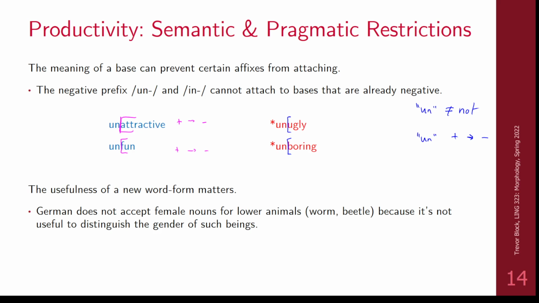Okay. Here's an interesting pragmatic thing about German. I thought this was an interesting one. German doesn't have female nouns for animals like worms and beetles. These are really low animals because there's no point in distinguishing the gender of those animals. So in other words, they're so insignificant, they don't deserve a male and female form. It's just a form for that animal. So pragmatically, it's not worth discussing, so the form just can't exist. I find that both interesting and weird at the same time, that this is something that can be decided.